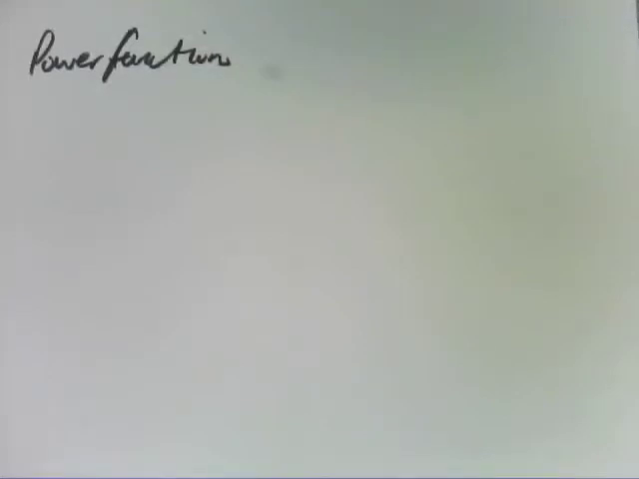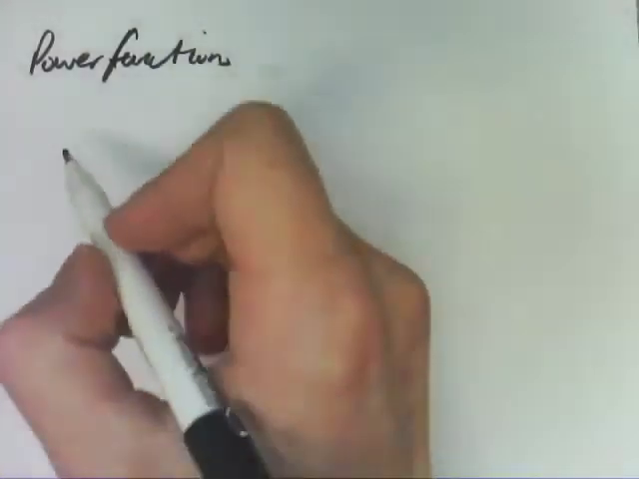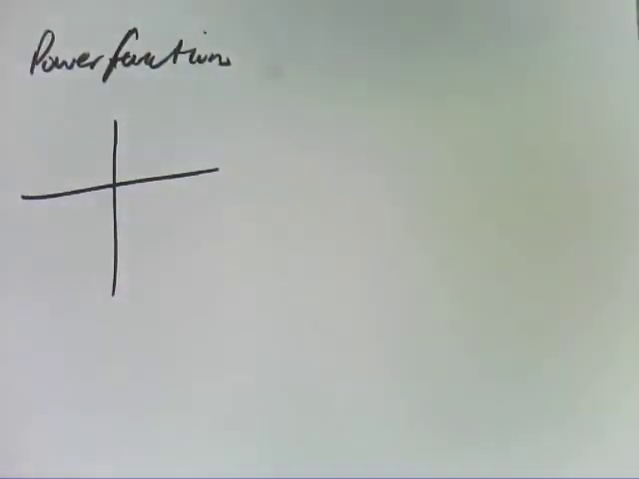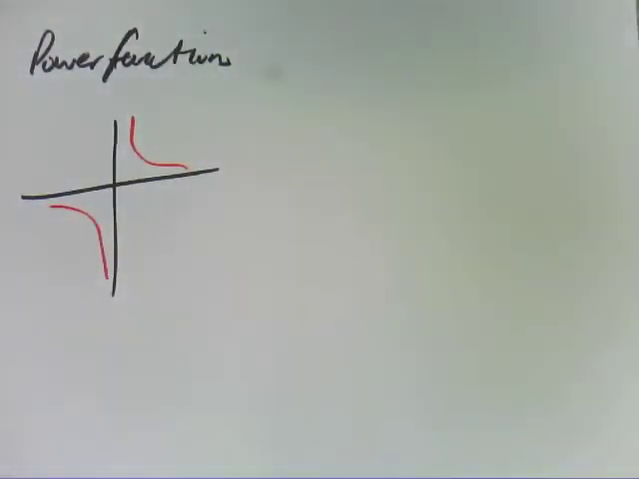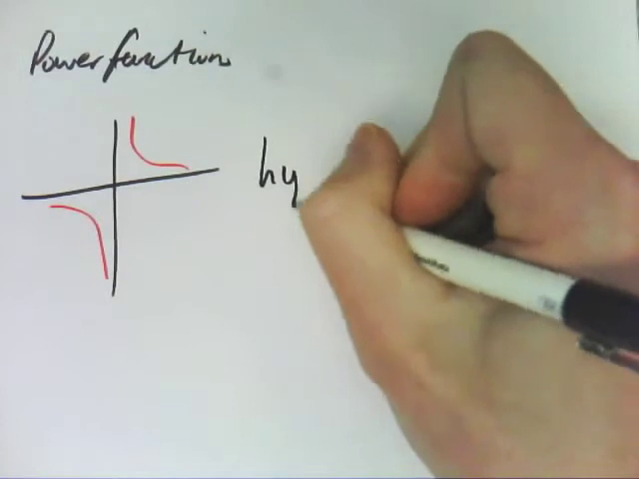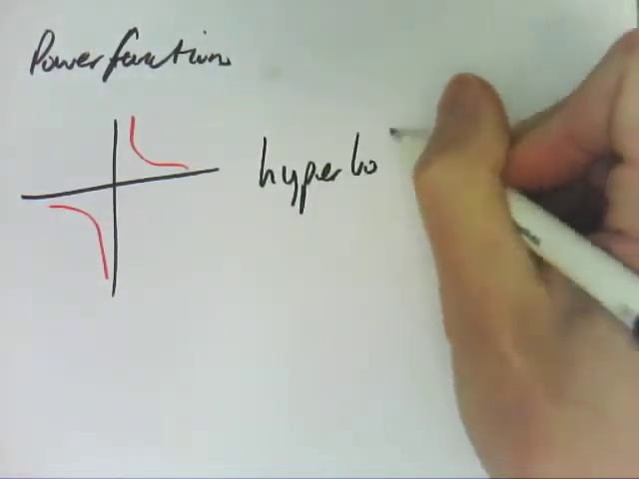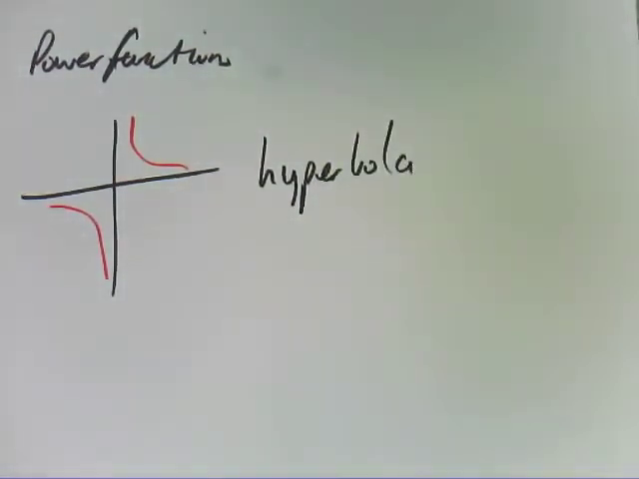Okay, for 4E we're talking about power functions, and there are three different types of functions you need to know about. There's this one here, which is called the hyperbola. Now one thing I want to mention, guys, is in one of the previous videos we talked about horizontal translations and vertical translations. This is where it all comes into play again.